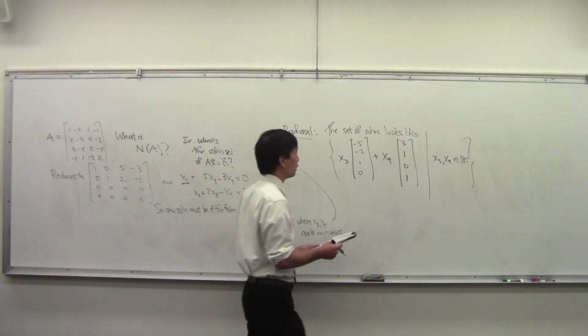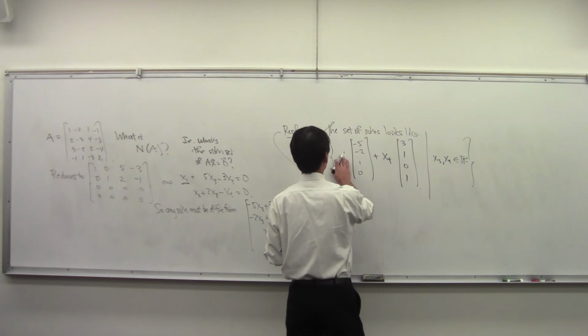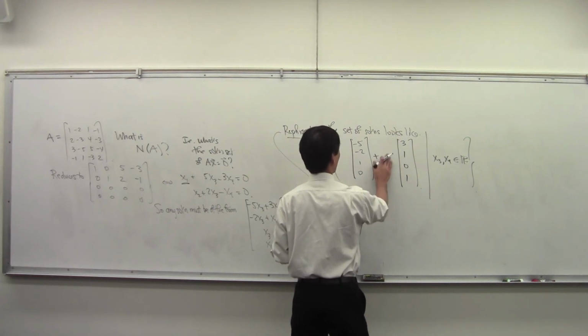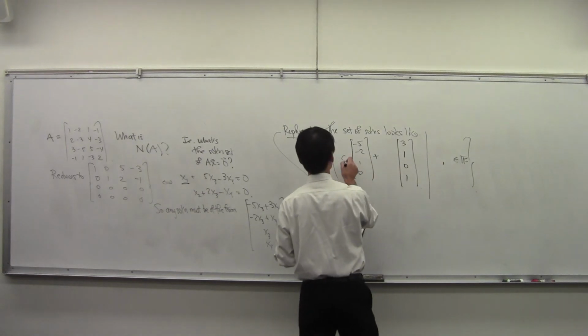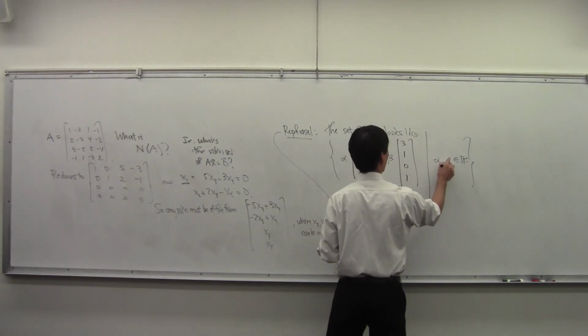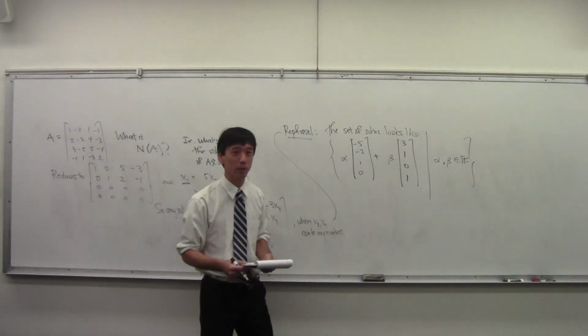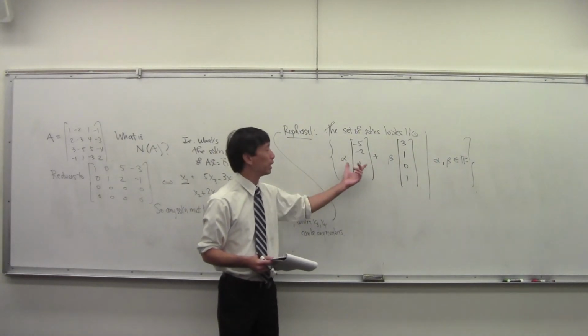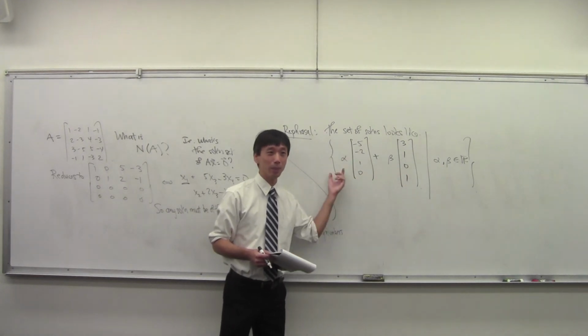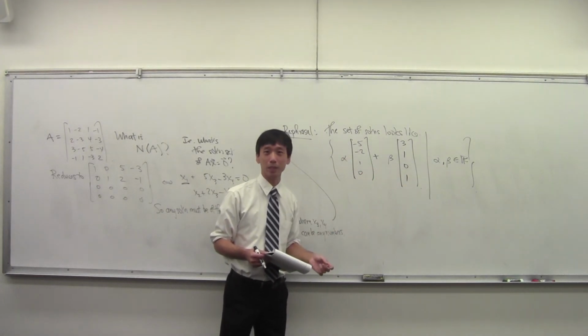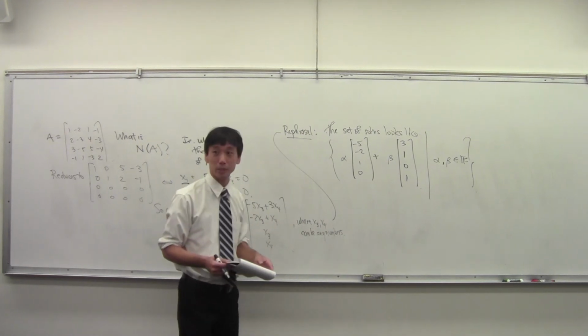Okay, so I could actually rewrite this. Instead of x3 and x4 can be anything, I'm just going to call these alpha and beta. I don't need to call them x3 and x4. It's just anything that looks like this. Alpha times this guy plus beta times that guy. Some number times the first guy plus some number times the second guy.